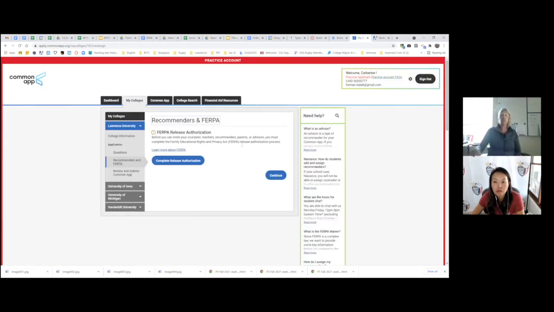And then this is where it gets really fun. So you need to send in recommendations, typically from a couple of teachers and a counselor. I'll tell you how I would recommend you do that in a second, but there is also this FERPA release authorization. It looks intimidating. I often get the question like, oh my God, what do I do? How do I deal with this?